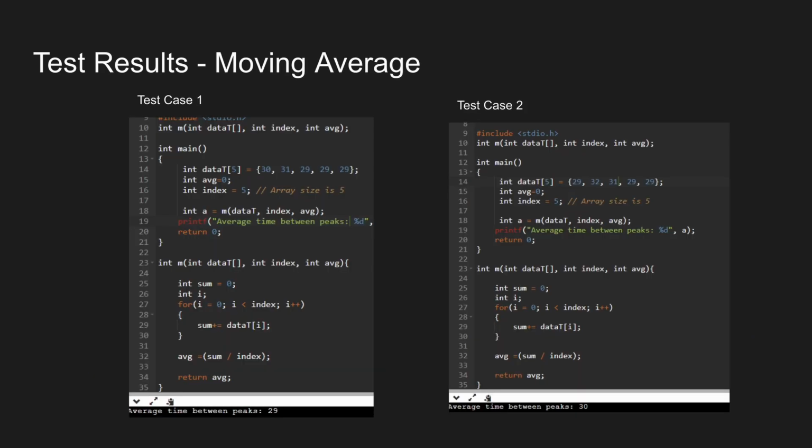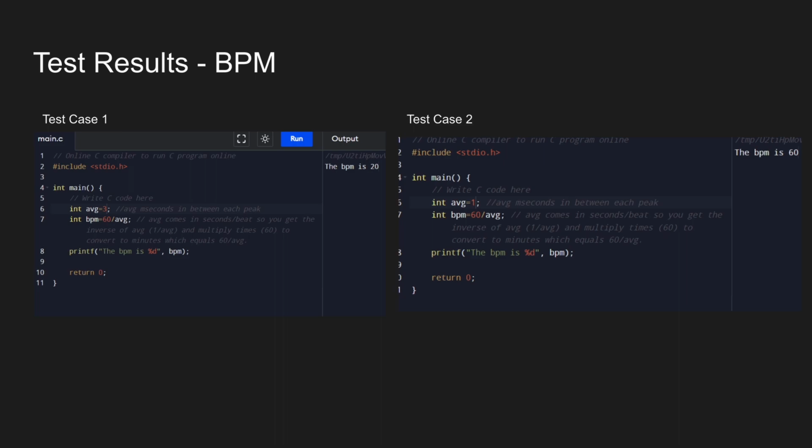So for the test cases for the moving average, here we have 2 snapshots of two different samples of data. Here for testing the moving average, we just used a basic for loop that calculates the sum of the data present in the data array, and then we divided by the number of data points, which was 5, to get the required moving average.